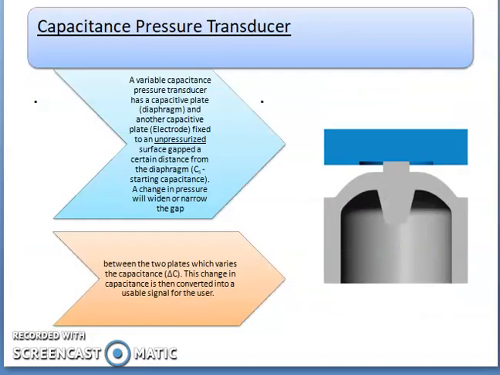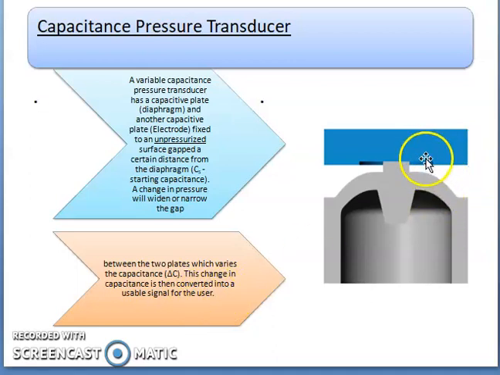Now, coming to the second, capacitive pressure transducer. That is, a variable capacitor pressure transducer has capacitive plates. That is, first one is a diaphragm and another one is a fixed one. When pressure is applied on the diaphragm, the capacitance in the narrow gap between the two plates is changed, which varies the capacitance, that is delta C. This change in capacitance is then converted into a usable signal.